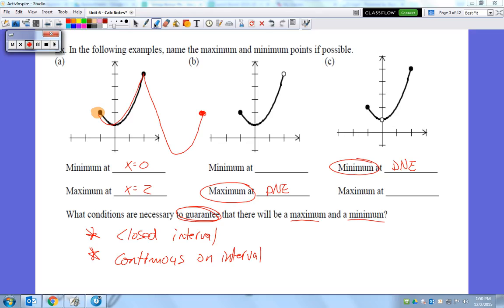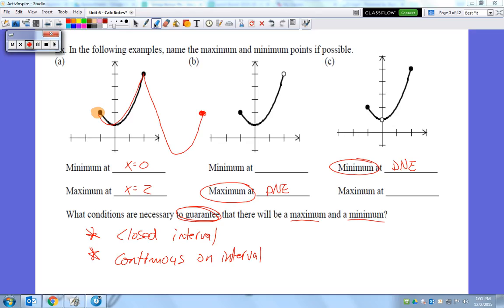Because relative needs what? Wings. It needs both sides. An absolute does not need both sides. An absolute can be one-sided. Put that in your notes if you don't already have it in your head. Making sense? Relative has to be local of some kind, both-sided, while the absolute doesn't have to. It could just be one. Okay? So this is neither a relative max nor a relative min.